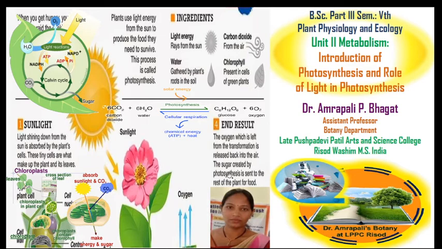So at last, the end result of this photosynthetic reaction is that the oxygen which is left from the transformation is released back into the air or atmosphere, and the sugar which is created by photosynthesis is sent to the rest of the plant as stored food material.